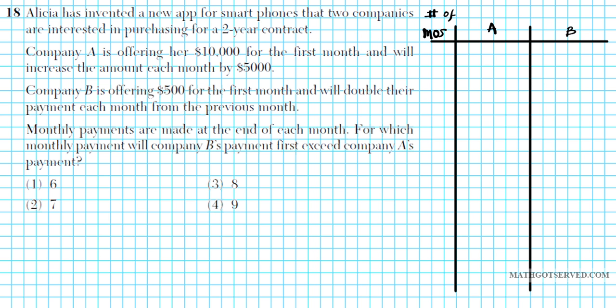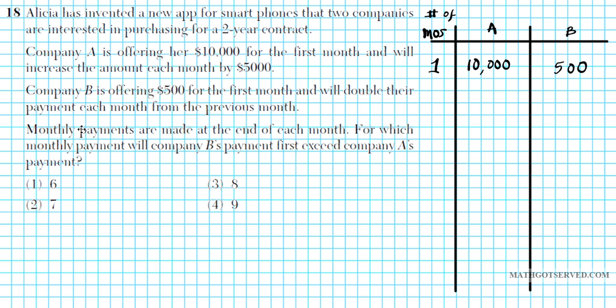All right. So after the first month, what happens? A starts with $10,000 for the first month. It says Company A is $10,000 for the first month and will increase the amount by $5,000 every month. So we have $10,000 for the first month for Company A, and then for Company B, $500 for the first month.